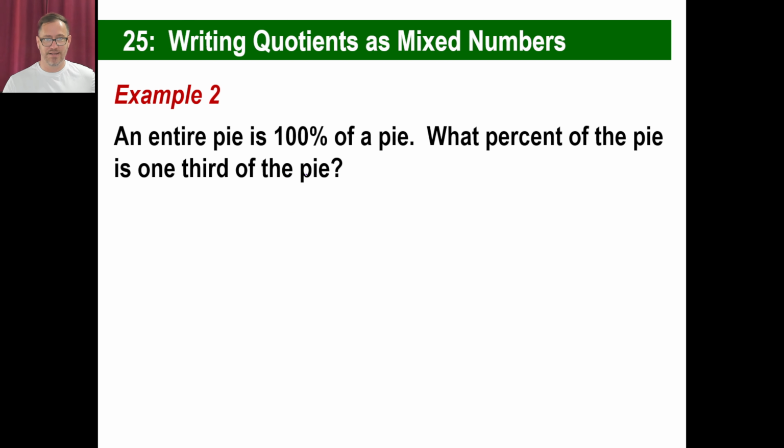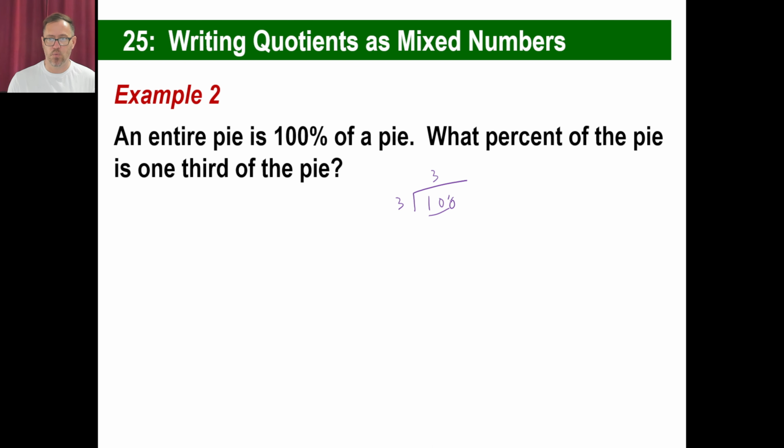An entire pie is 100% of a pie. All right. What percent of the pie is 1/3 of the pie? Well, 1/3 just means we're dividing by 3, right? So let's just divide 100 by 3. 3 into 100. I'm going to do short division. 3 into 10 is 3. There's 1 left over, right?